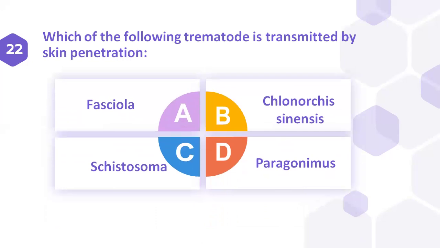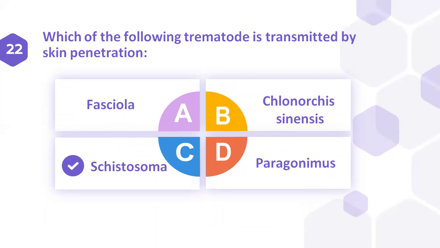Option A, Fasciola. Option B, Clonorchis sinensis. Option C, Schistosoma. Option D, Paragonimus. So here the right answer is option C, Schistosoma. Here the cercaria is the infective form of Schistosoma.